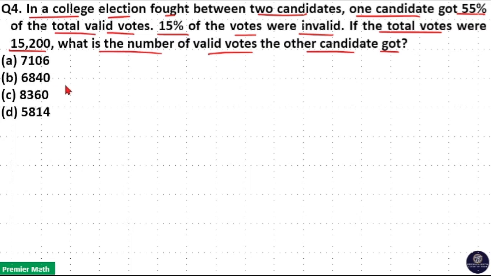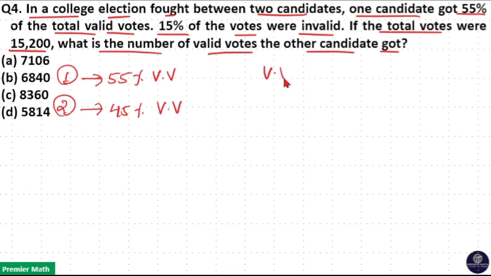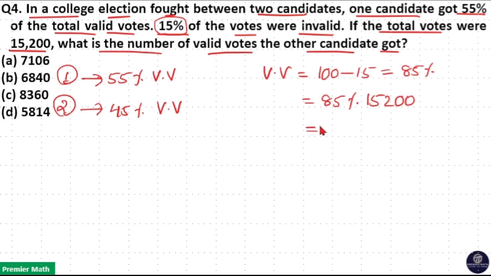Here, one candidate got 55% of the valid vote. Then the other candidate must have got 45% of the valid vote. Here valid votes are 100 minus 15, because 15% of the votes were invalid. That means valid votes are 100 minus 15, that is 85%. So 85% of total votes are 15,200. That means valid votes are 85% of 15,200.